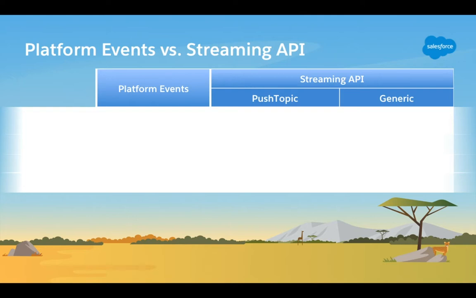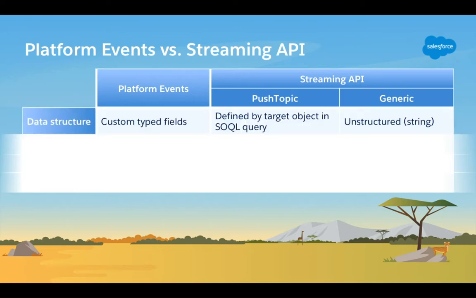The streaming APIs are actually divided into two subtopics. They're the push topic and the generic messages. And depending on which one you talk about, they have different constraints. So let's compare all of those three things. Let's start first with the data structure. For platform events, I mentioned that earlier, when you have a platform event, you define typed fields. So you actually define it pretty much like a custom object. You assign different fields with different types.